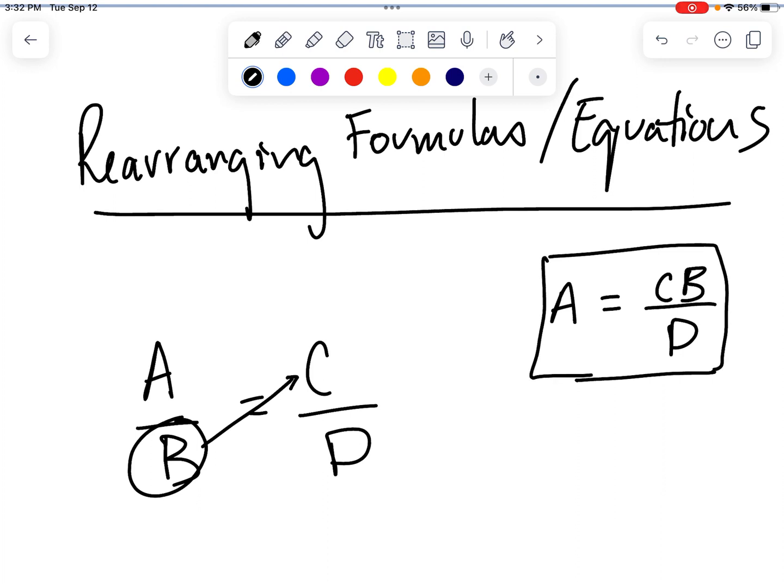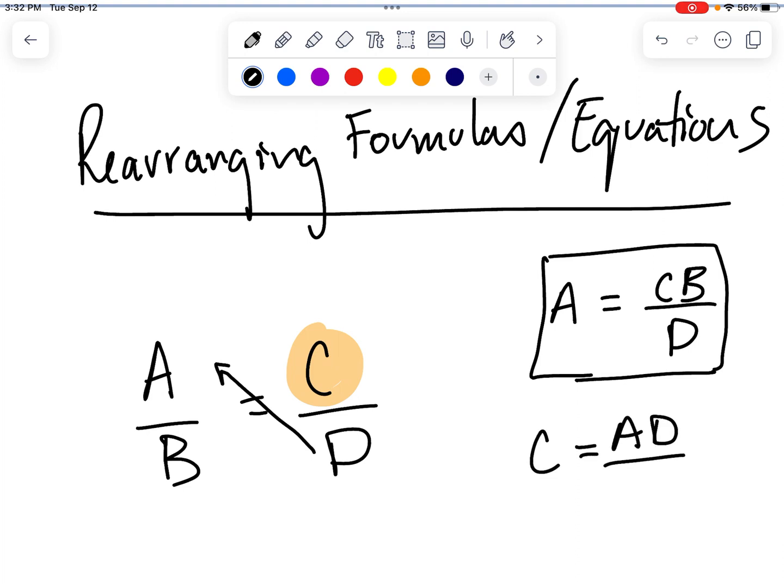and I'm left with a equals c times b over d. If instead I wanted to solve for c, I want to have c by itself. It's already in the numerator, so the d has to go over here, and c equals a times d over b. And so when the d crosses the equals sign, because it's all multiplication and division, all I'm doing is having it cross the equals sign. It goes from denominator to numerator.